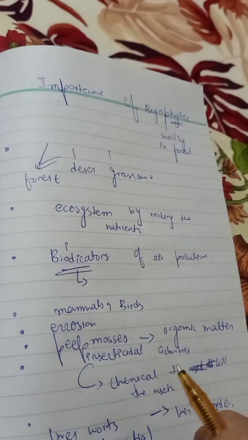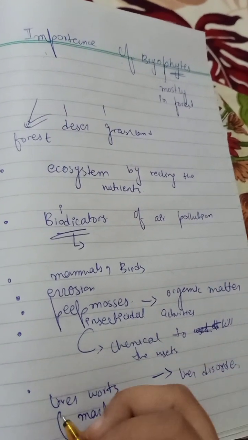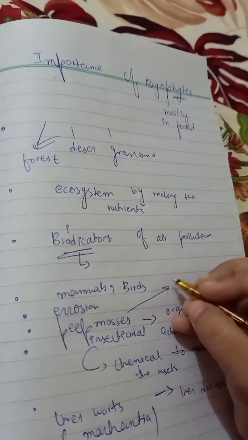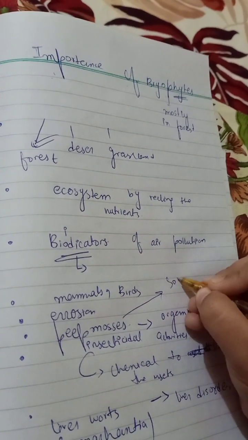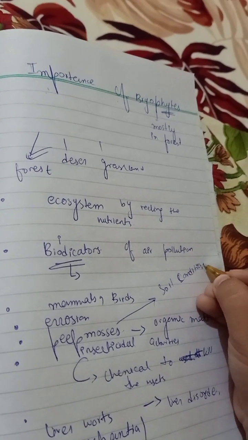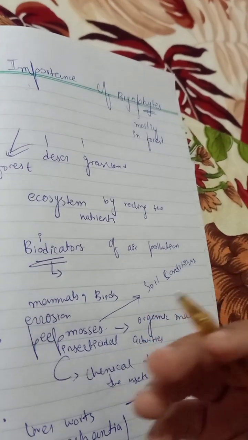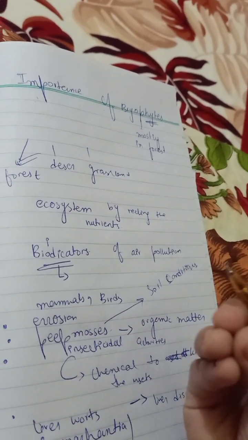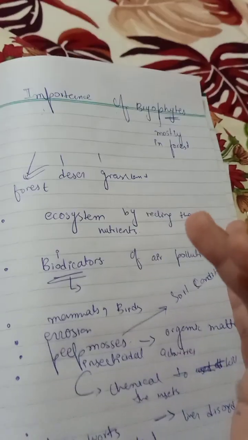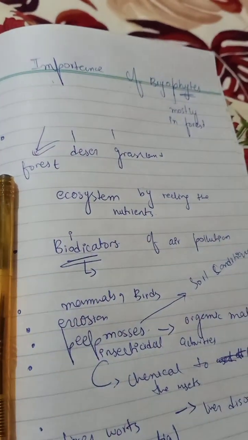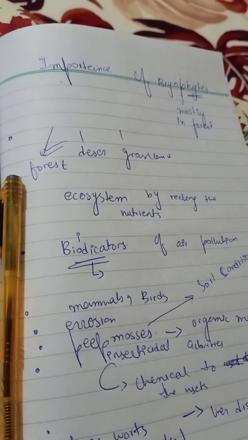As well as that, peat mosses are also known as a soil conditioner. And bryophytes initiate soil formation. So we can see how important bryophytes are as plants. This was about the importance of the bryophytes.